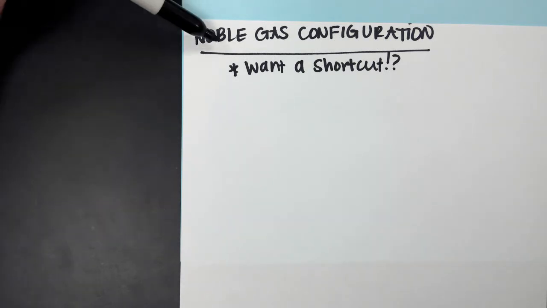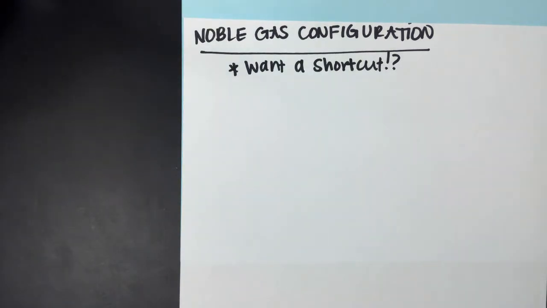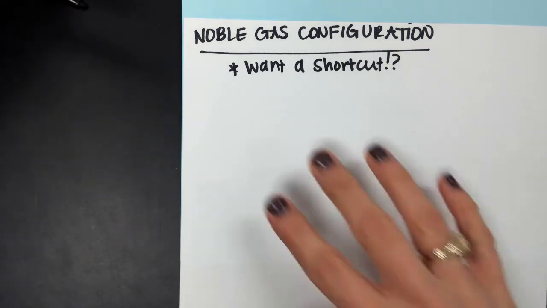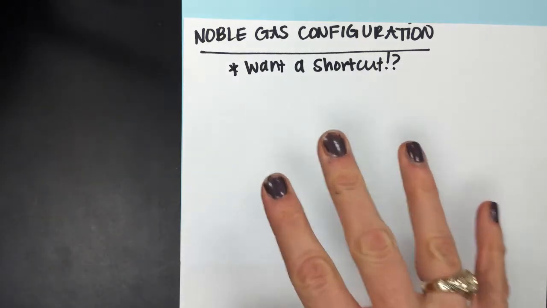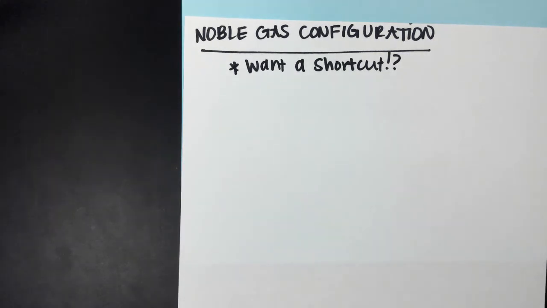So noble gas configuration is a great shortcut for writing the full electron configuration. I do want to point out, though, that you can't make this your default form of writing electron configuration. We will ask for it. Okay, so always pay attention to what you're being asked to write on your assignments or assessments.